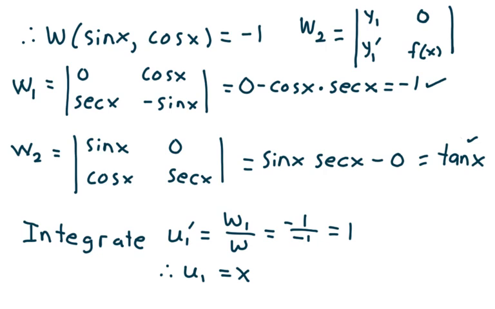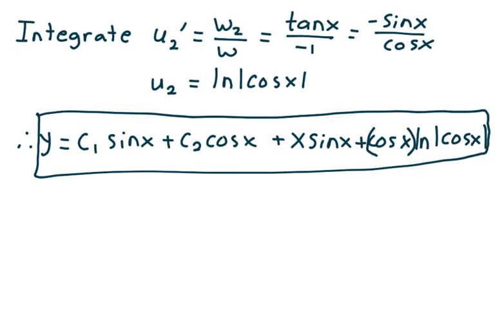So what we want to do from here is integrate u1 prime, which is W1 over W, which is equal to negative 1 over negative 1, which is equal to 1. And so u1 is equal to x. And we're going to forego the constant. So it turns out we don't need to write x plus c. Integrating u2 prime, which is W2 over W, we get tangent x over negative 1, which is equal to negative sine x over cosine x. So u2 is natural log of the absolute value of cosine x.